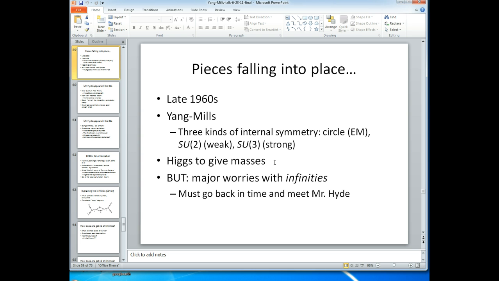And again, this is not completely historical, but I want to finally give you the Mr. Hyde part of the story. There are major worries with infinities in the theory. There were other reasons that people were skeptical about these theories until about the early-to-mid 70s. But one of the highlights I want to show you is the infinity story, because I want to show you the big problem, especially from a mathematician's point of view, with all of this stuff.